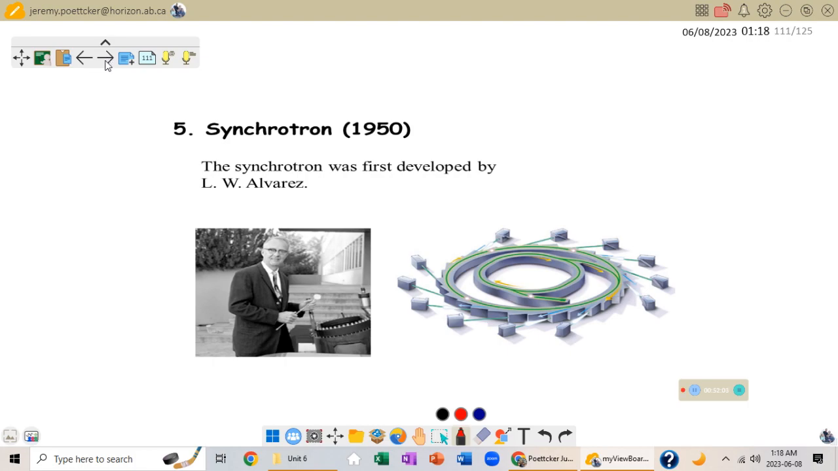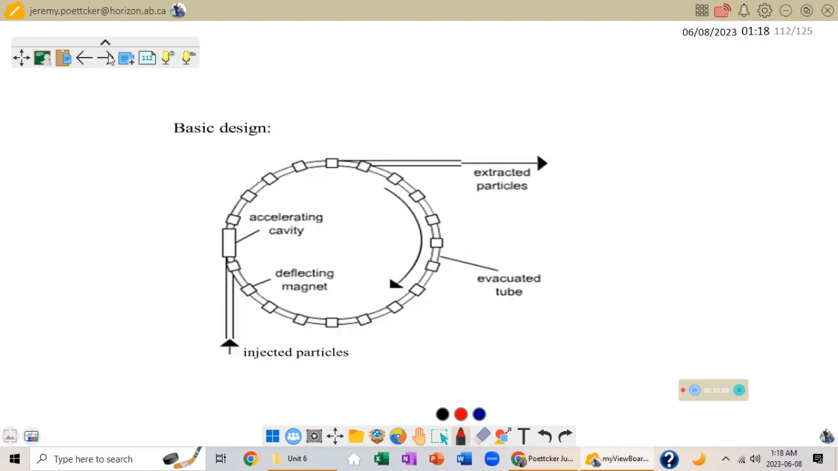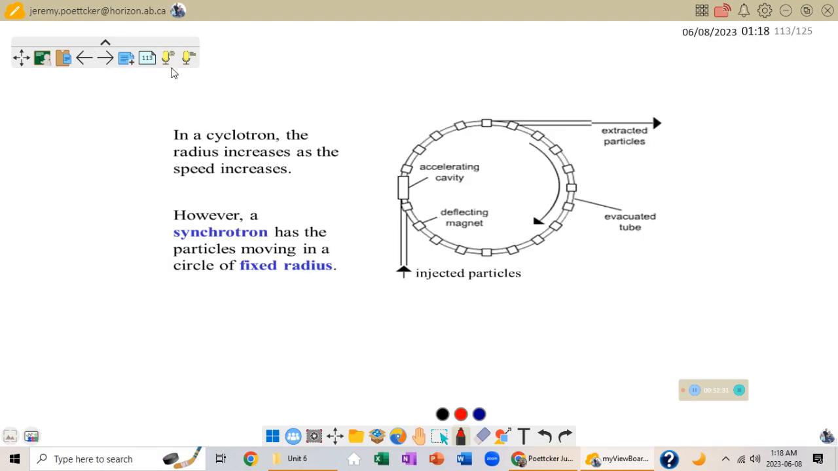And then we have a synchrotron. L.W. Alvarez developed this idea in the 1950s. The basic design here is we've got an accelerating cavity, and then we've got a bunch of deflecting magnets which keep it moving in a circle, and then various places along the way where particles can be extracted to smack into other stuff. Otherwise, we just keep accelerating them as they go around in our circle. In a cyclotron, the radius increases as the speed increases. In a synchrotron, the particles move in a circle of a fixed radius.